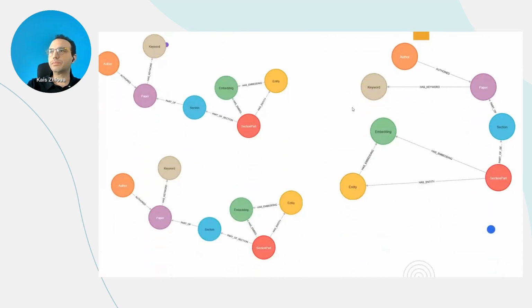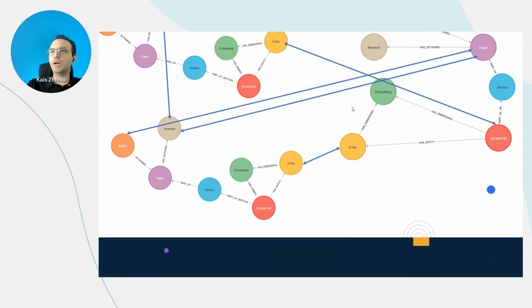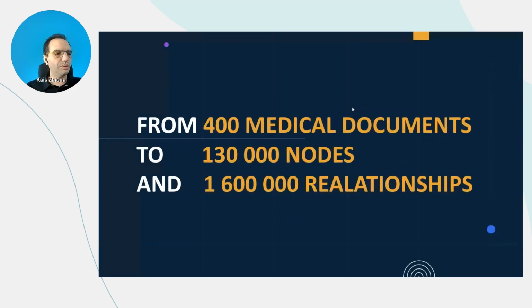And so now we can actually start making the linking between the different papers because they share these entities. They also share keywords between different papers. Some authors might be authoring different papers also present in our knowledge base, and so on and so forth. And so now we are moving from 400 medical documents to 130,000 nodes and 1.6 million relationships.